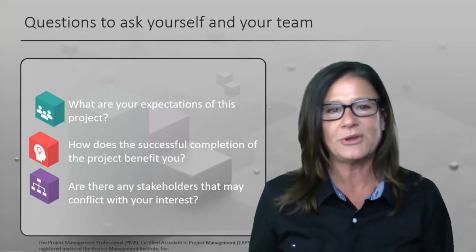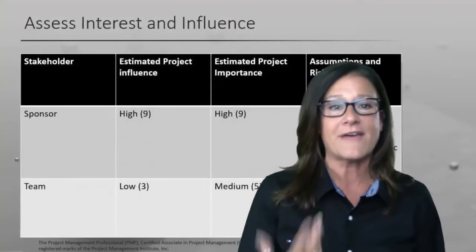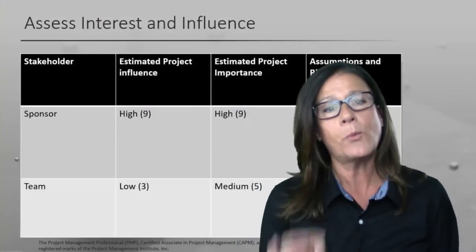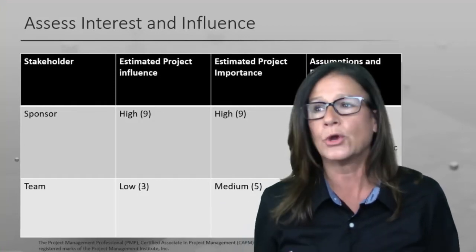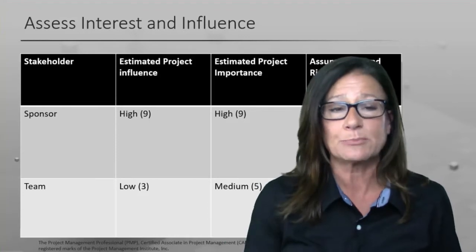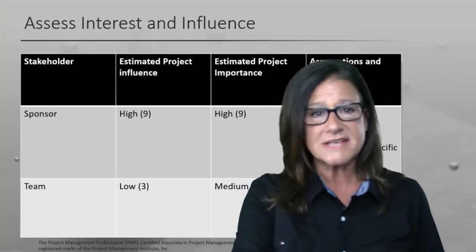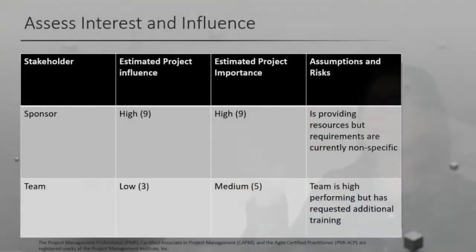I mean, every single PMP class that I teach, everybody's like, yep, I've been there. I've had difficult stakeholders. So what we really want to do is try and get to know them. Maybe this is a mental process for you. Maybe you want to track the influence or the estimated project importance and then make some assumptions and document risk based on what you currently know. So assessing interest and influence here, we have stakeholder one, let's say a sponsor. Their influence over the project is high.